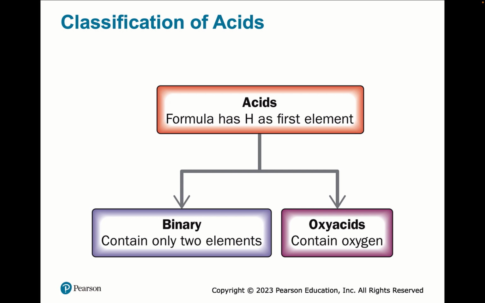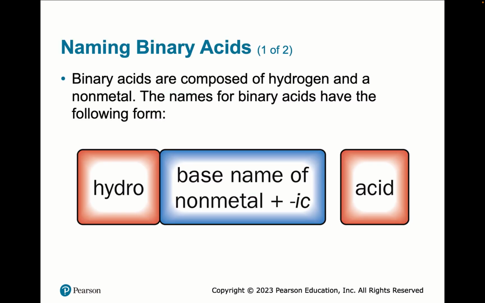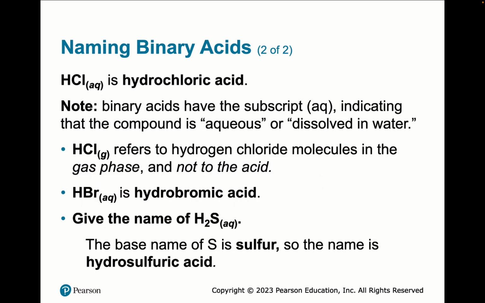So for acids that have H as the first element, binary means only 2 elements. Then the other ones have oxygen. It's a little different when you get to organic chemistry, though. So for naming a binary acid, you have hydro, the base name of the nonmetal, plus ic acid. So for HCl, it's hydrochloric acid. And here it is, hydrochloric acid.